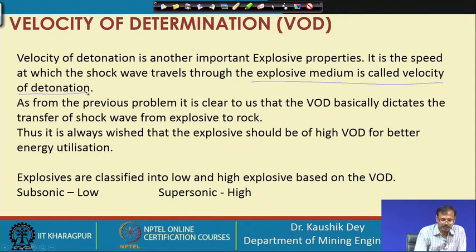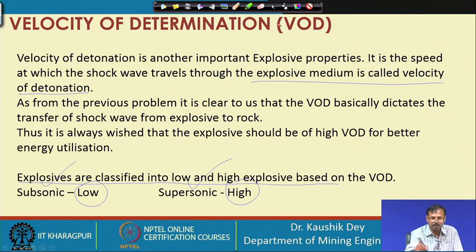However, explosives are classified into two groups depending on the VOD, which I have already told you while we discussed explosives. Low explosives are those explosives which have subsonic VOD, and high explosives are those which have supersonic VOD. So, the VOD is one very important parameter as an explosive property.